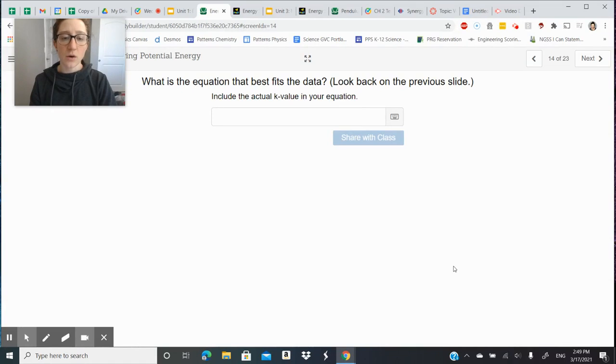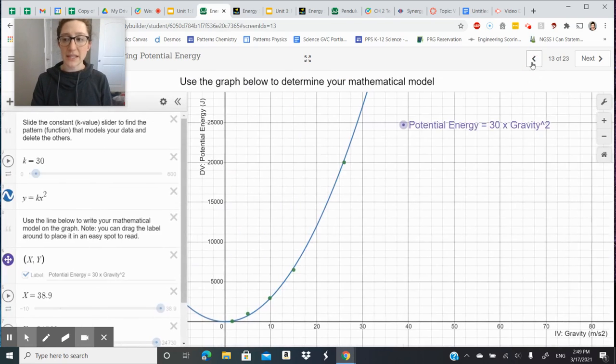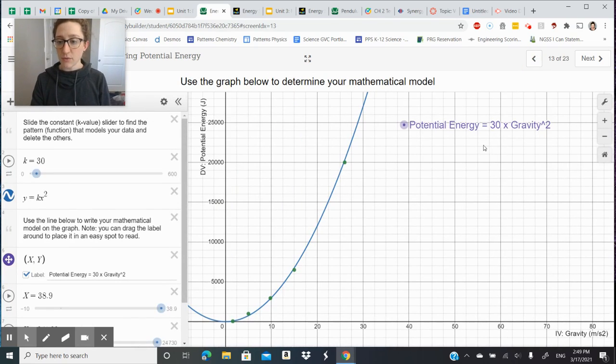In this last video, we're going to go through the analyzing the data section of this lab. I'm on slide 14 right now, and it's asking me essentially a repeat of what I just did on the previous one. What is the equation that best fits the data? I'm going to go back to my slide 13, and I have that right here.